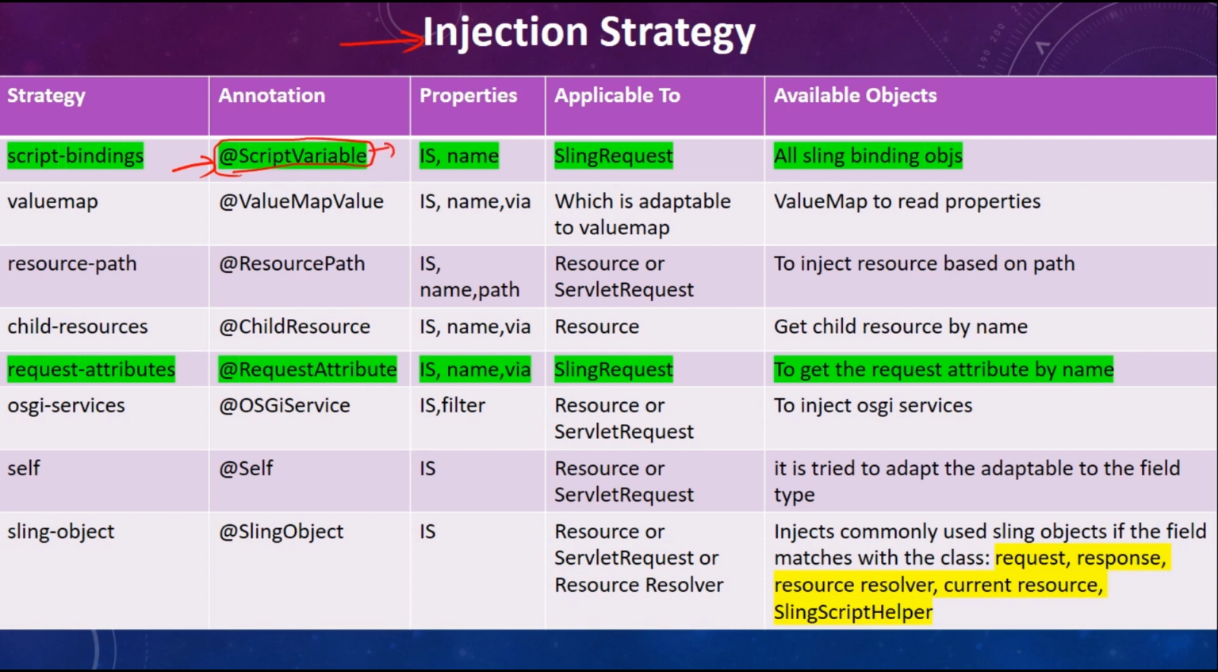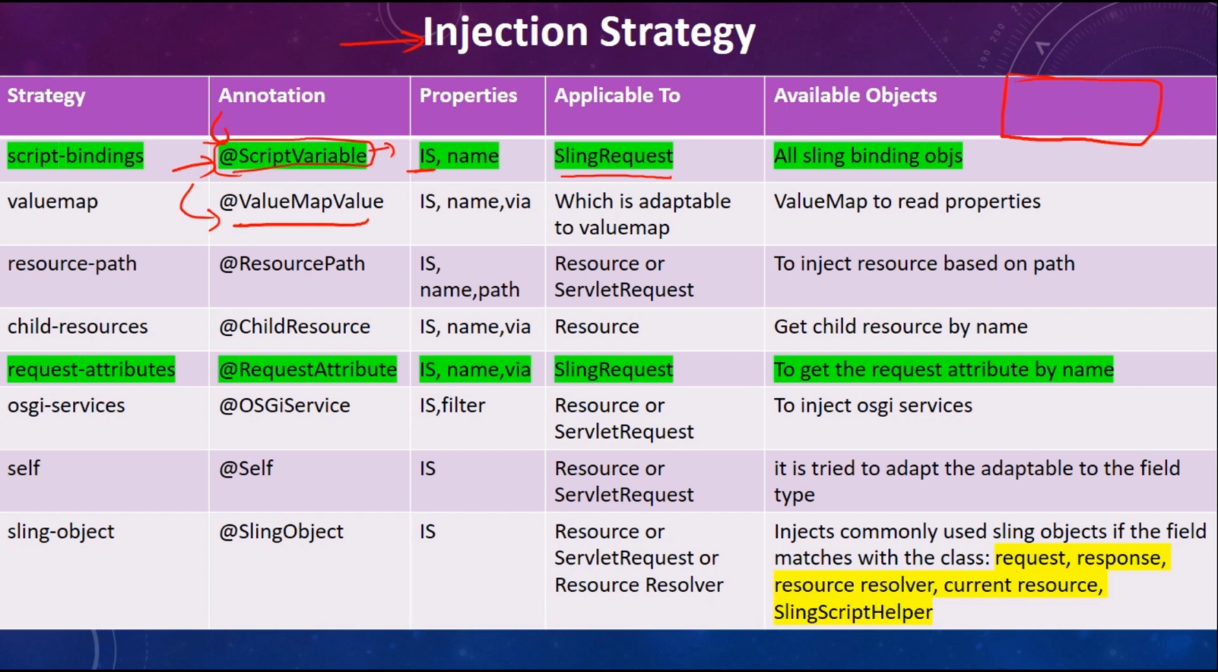Here we have some properties and this is applicable to a Sling request. We'll see this later, but first of all it will go inside this script variable, and later it will go to this value map value. So why are we not using a value map value directly? Because then it will go directly inside these properties. It will not go inside this script variable directly.